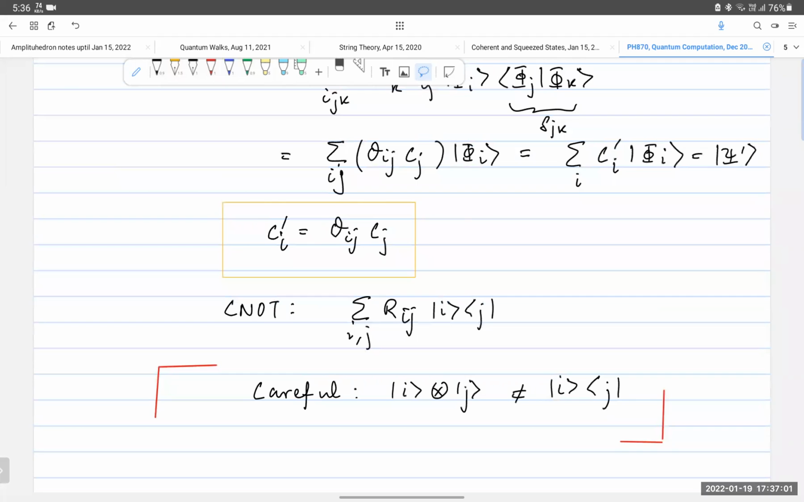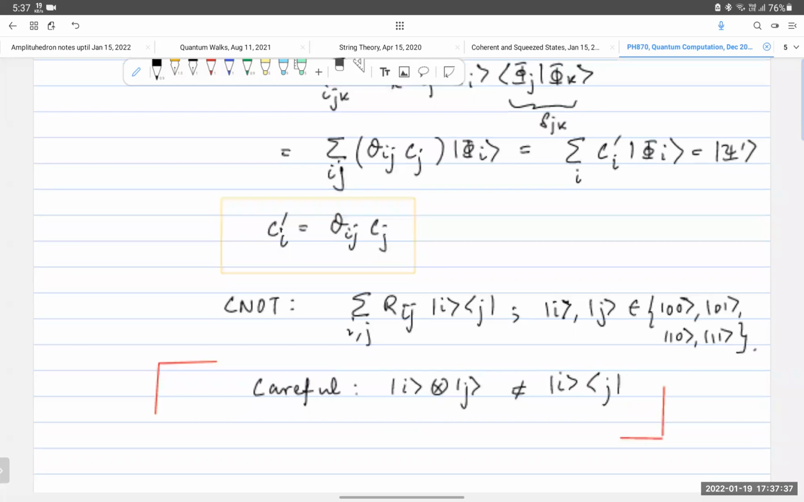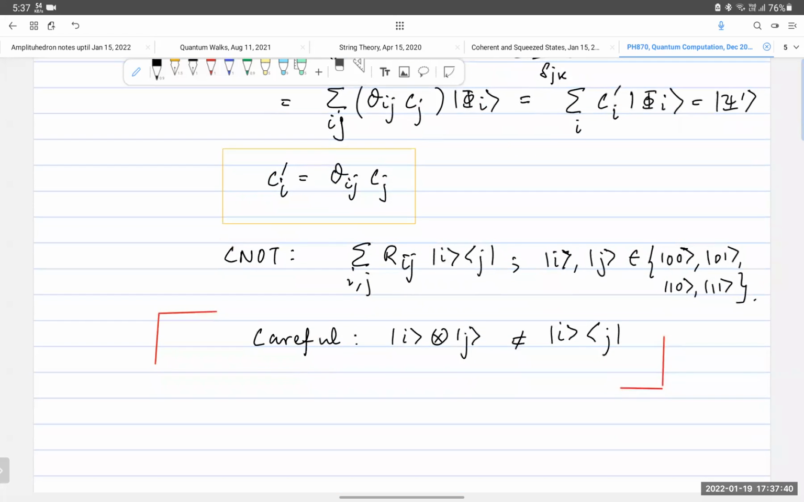Oops, actually, I made a mistake. CNOT is a 2-qubit gate, no? Yeah, it's fine. You just have to be careful. What do you mean by basis vectors? These basis vectors i and j, what are they? They are the basis vectors of your 2-qubit Hilbert space. So i runs over 00, 01, till 11, and similarly j runs over those. It's important to keep that in mind.